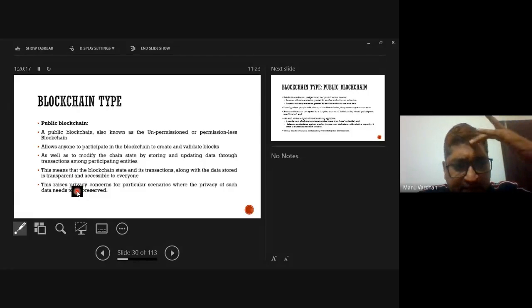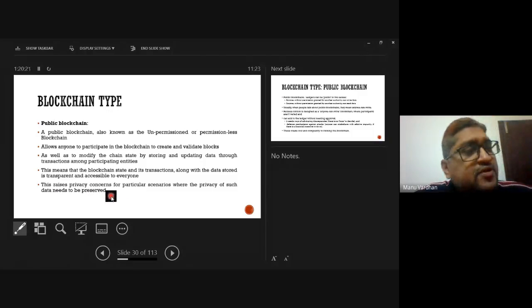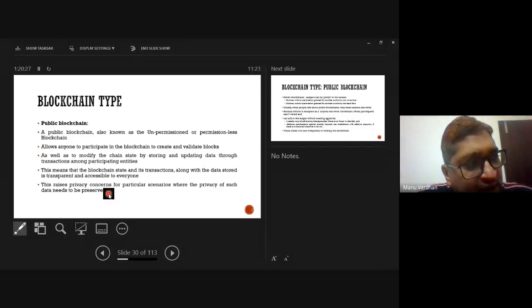So this raises a privacy concern for particular scenarios where the privacy of such data needs to be preserved. Sometimes if you are working on medical records or some other sensitive data, there you need to preserve the privacy of that record. For that purpose, the best way is to go for a private or permissioned blockchain instead of storing the records on a public blockchain.